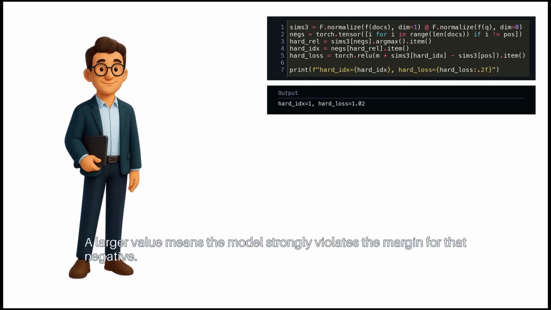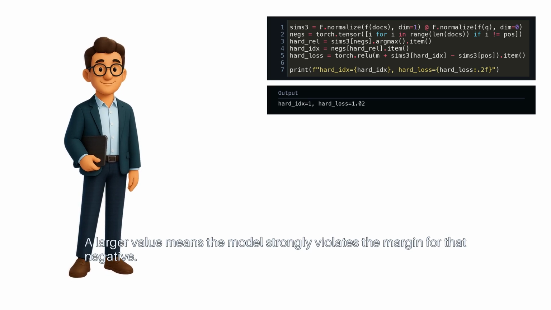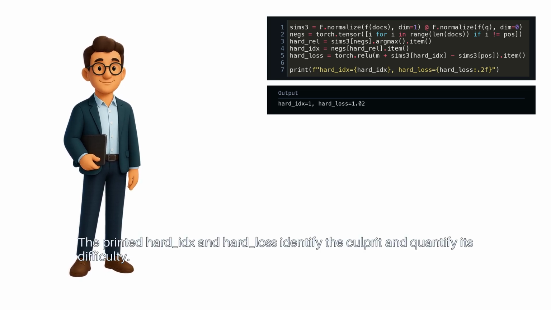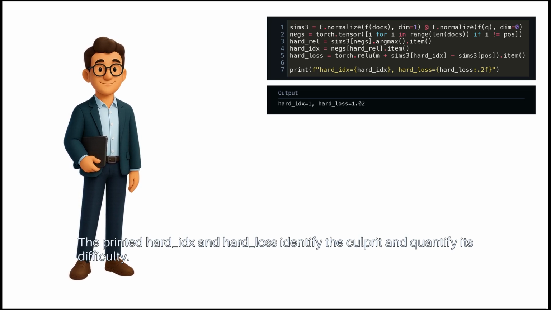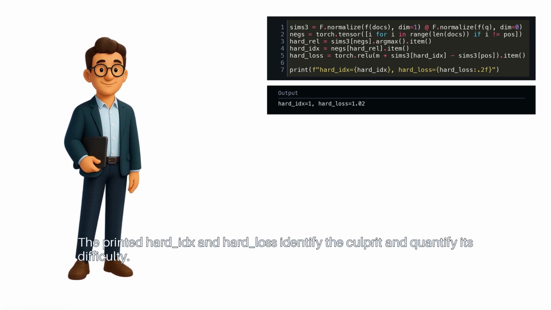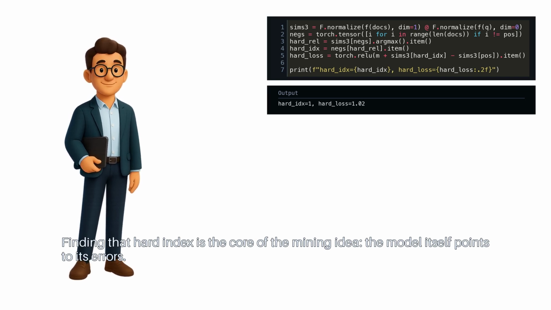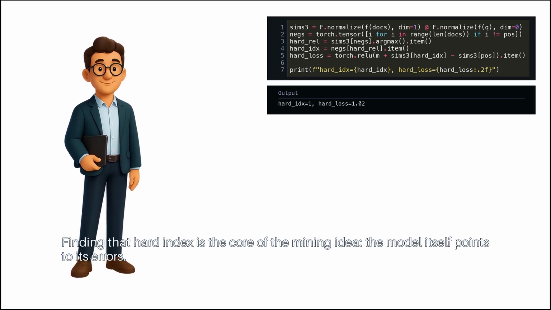We then compute the margin triplet loss using torch.relu with this near miss negative, which is typically larger than the easy loss. A larger value means the model strongly violates the margin for that negative. The printed hard idx and hard loss identify the culprit and quantify its difficulty. Finding that hard index is the core of the mining idea. The model itself points to its errors.